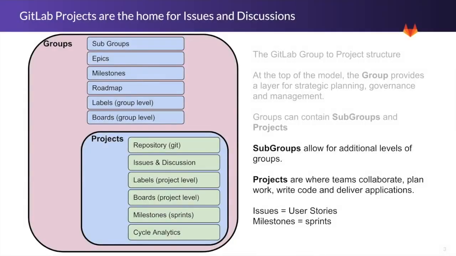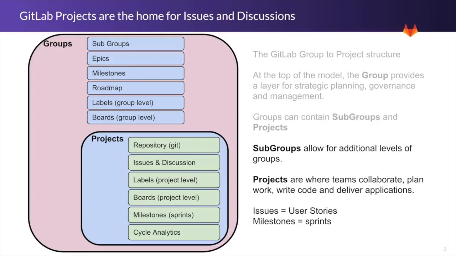So we see here when we're talking projects, a project resides within that group level or layer. There could be a project associated with one group, and then there could be a subgroup underneath that group, and that can have its own projects as well. So inside of a project, you see that there's your Git repository. Issues and discussion can happen at that project level.